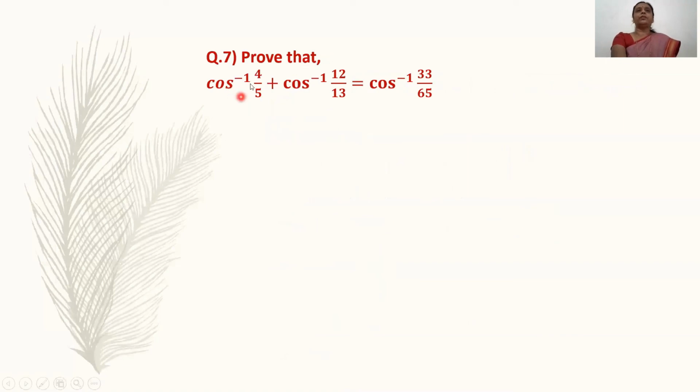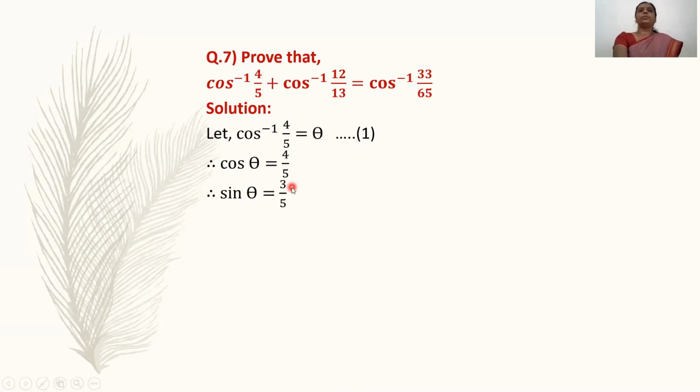Prove that cos inverse 4 by 5 plus cos inverse 12 upon 13 is equal to cos inverse 33 divided by 65. In the solution, let cos inverse 4 by 5 is equal to theta. Take this first function, cos inverse 4 by 5 is equal to theta. Treat this as equation 1. Take this cos to the right hand side. This will be cos theta is equal to 4 by 5. Again use Pythagoras triplet, sin theta will be 3 by 5, or use the identity sin square theta plus cos square theta is equal to 1. Keep the value of cos theta there, and after simplification we will get sin theta is equal to 3 by 5.